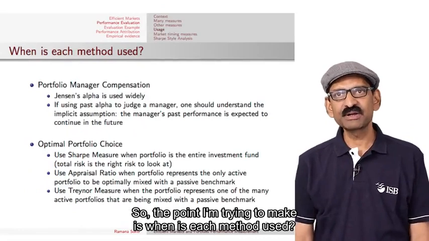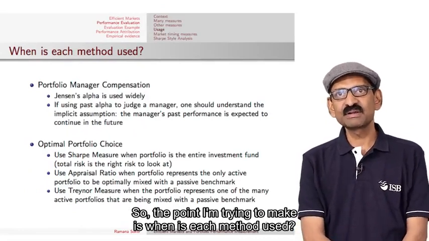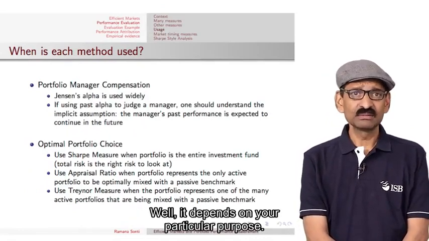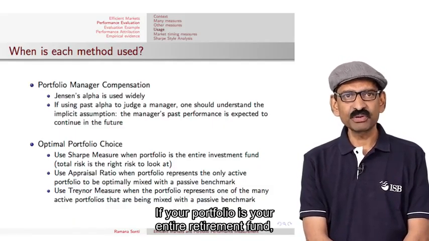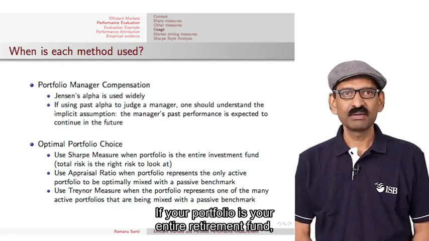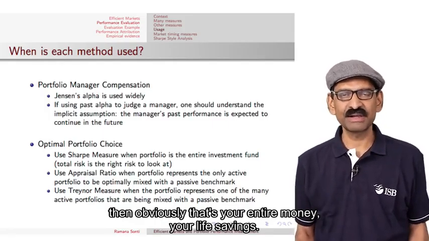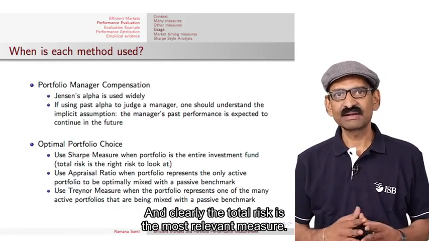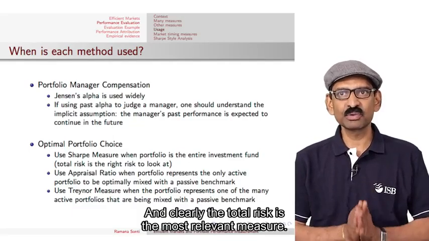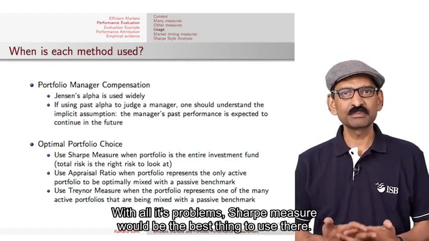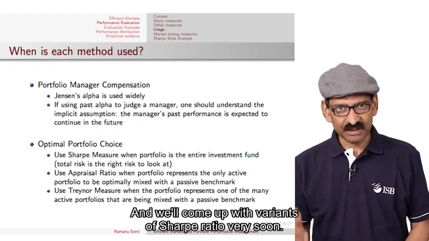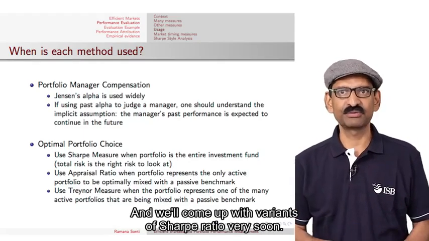So the point I'm trying to make is, when is each method used? Well, it depends on your particular purpose. If your portfolio is your entire retirement fund, then obviously that's your entire money, your life savings, and clearly total risk is the most relevant measure. With all its problems, the Sharpe measure would be the best thing to use there, and we'll come up with variants of the Sharpe ratio very soon.